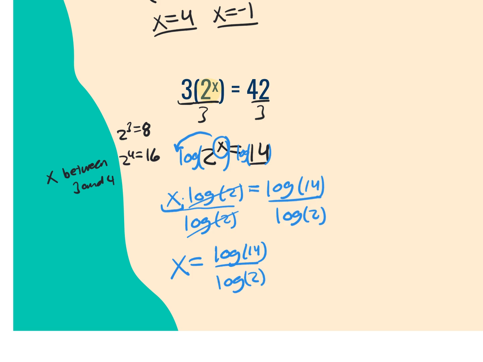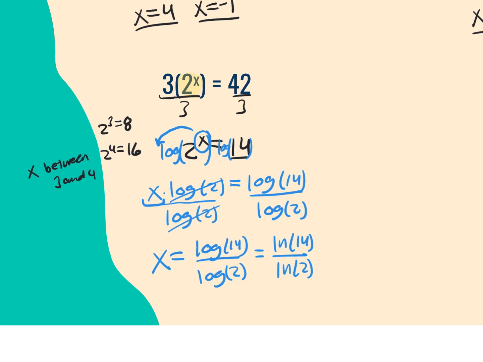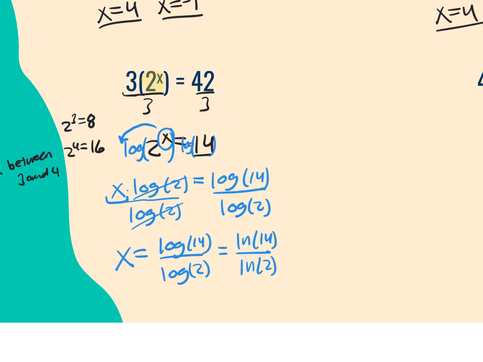If you used ln, right, that's also a valid way to do it. You would have gotten ln of 14 over ln of 2, all right? And again, that's an equivalent way to write it. Or if you remember from the previous lesson, this is the exact same pattern as our change of base, right? So I can say that log has a base of the bottom number, which is 2, of the top number, which is 14. So this is the same as log base 2 of 14, right?